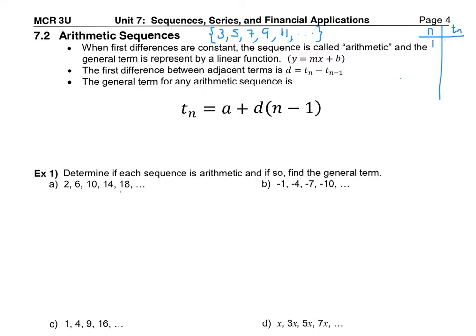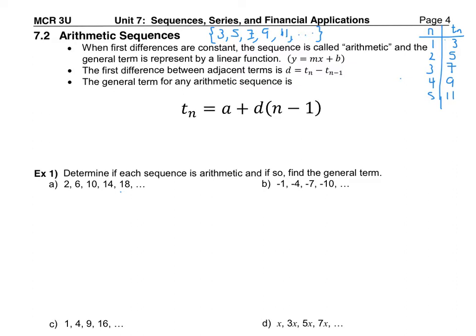So in position 1 in this sequence, the term has a value of 3. In position 2, the term has a value of 5. Position 3, the value is 7. The fourth term in our sequence is 9. The fifth term is 11, and so on. We talked about n only being whole numbers, because we just have first, second, third, fourth, fifth, sixth term, and so on.